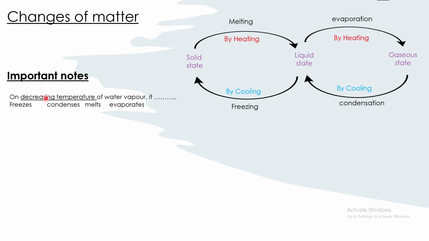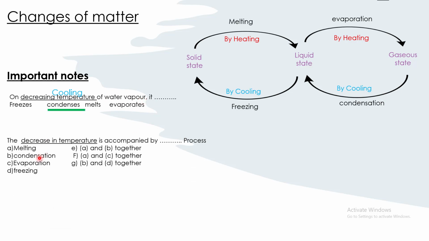Decreasing the temperature means cooling, right? Meaning that we put the water vapor under a lower temperature. So if we cool the water vapor, or cool the gaseous state, this will result in condensation of the gaseous state, the water vapor. So here the water vapor will condense, and this is the right answer.